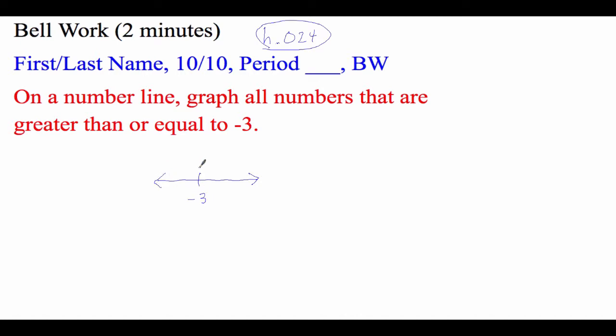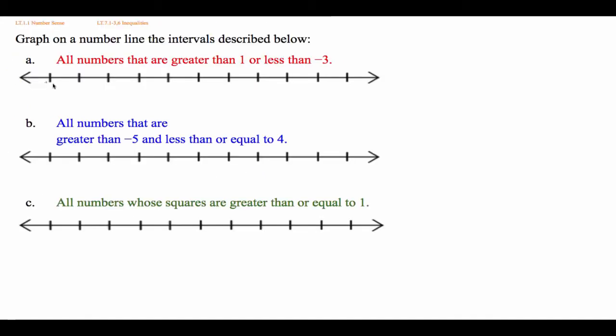You draw 3, and if you draw the arrow to the right like this, it's incorrect. You still have to circle the number. Do we color it in? Yes, we do, because it's greater than or equal to. So it includes the -3. And then we had 3 number lines.